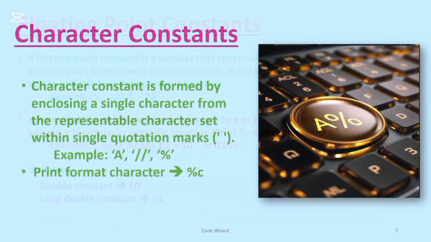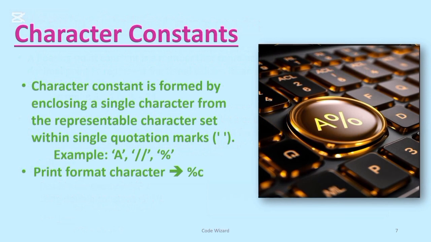Let's move to character constants. These are single characters enclosed in single quotes. Each character constant has an underlying value, and they are often used in conditional checks, loops, or menu-driven programs. To print them, we use the format specifier %c. Simple, no? Yes, but incredibly powerful when dealing with input or output operations and character level processing.